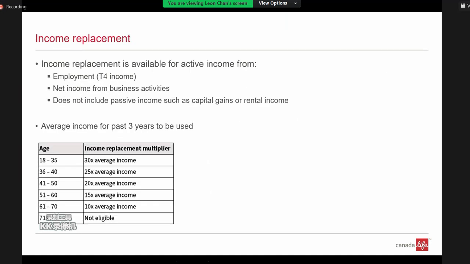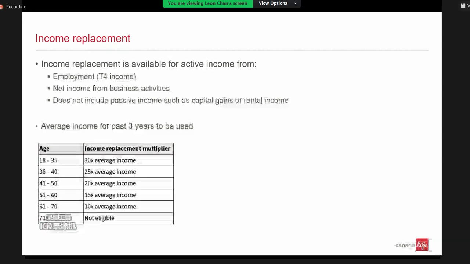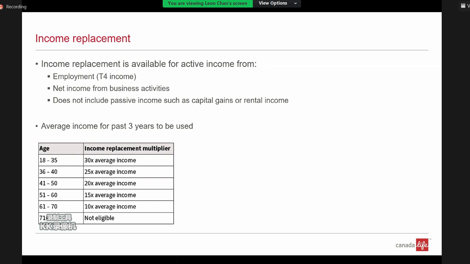So for our purpose, just a very quick look at how that translates into our financial underwriting accelerator tool, as well as an insurance need look, is income replacement. Usually we take that as an availability for financial justification. And it's available for active income from a few sources: employment, so T4 income, or net income from business activities. That can be a factor we use for calculating potential need for income replacement.